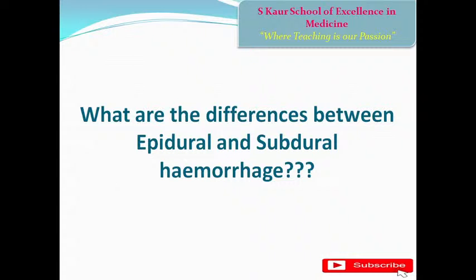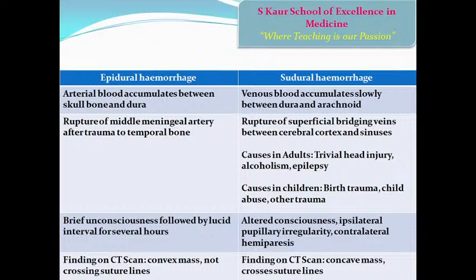So let us move to the slide. The features of both the types of hemorrhages are here. So epidural hemorrhage and subdural hemorrhage, as the name suggests: in epidural, there is accumulation of blood between skull bone and dura. And which blood is this? It is the arterial blood. Arterial blood in the epidural hemorrhage and venous blood in case of subdural hemorrhage, where it gets accumulated slowly between the dura and the arachnoid mater. So the epidural one is between the skull bone and the dura, and the subdural one is between the dura and arachnoid. Okay.